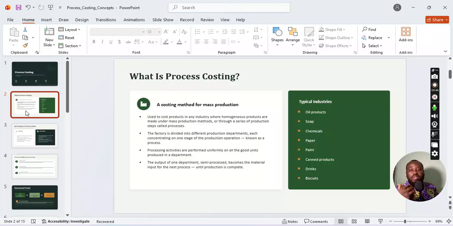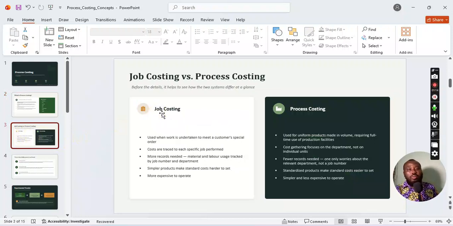Now, the industries that use process costing, you can meet them in the oil products production industry, that is the oil and gas sector, soap manufacturing, chemicals, paper manufacturing, print manufacturing. Can products also involve process costing, and drinks, as well as biscuits. So when it comes to process costing, we're talking about the production of goods in volumes.